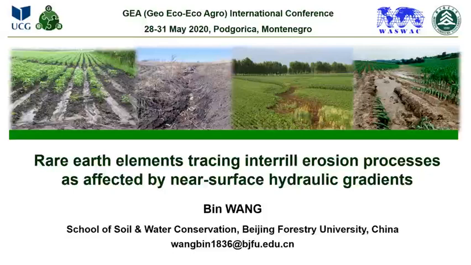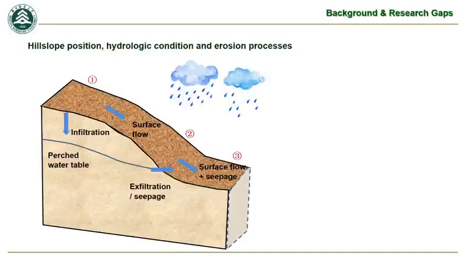I'm Wang from the School of Soil and Water Conservation, Beijing Forestry University. We all know that interrill erosion occupies an important position in the soil erosion processes. Water movement, including both surface and subsurface sources, is the dominant mechanism in shaping slopes.